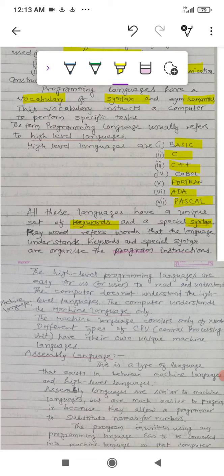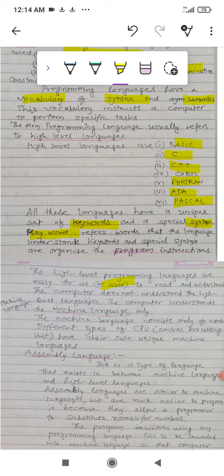What are keywords? Keywords refers to words that the language understands. Keywords and specific syntax organize the program instructions. The high-level programming languages are easy for users to read and understand. The computer does not understand the high-level languages.